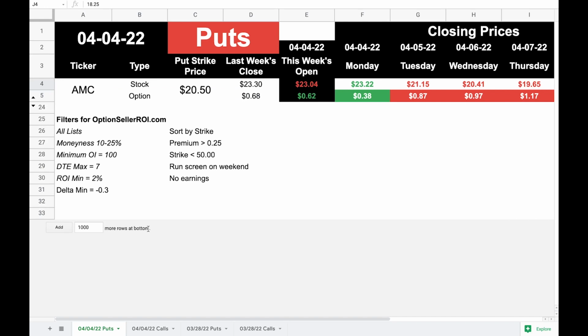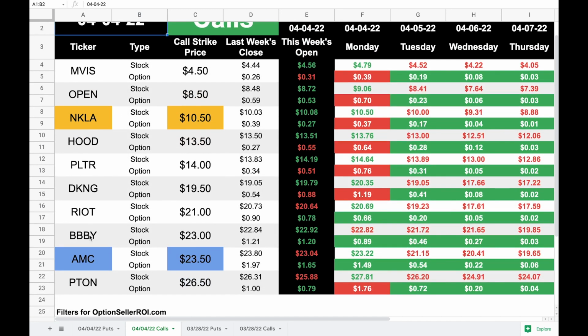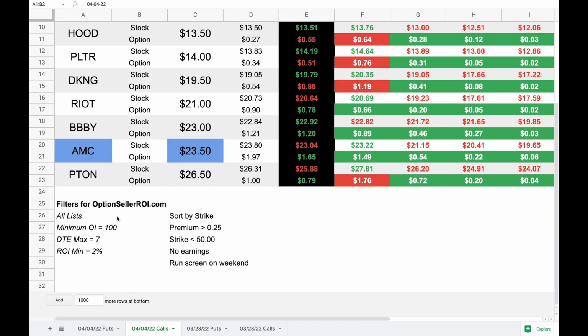All right, that's the puts. Let's look at the calls for this week. All right, there's a lot more going on in this spreadsheet. There are 10 different calls that were recommended. Here are the filters that I used.